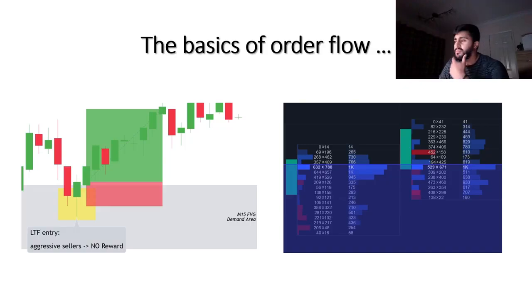I'll go through that one more time. We have a lot of aggressive sellers over here. When there's a lot of aggressive sellers trying to move the market down and price fails to move down, this shows us that there's passive buyers sitting there. So there's more passive buyers than there are aggressive sellers.